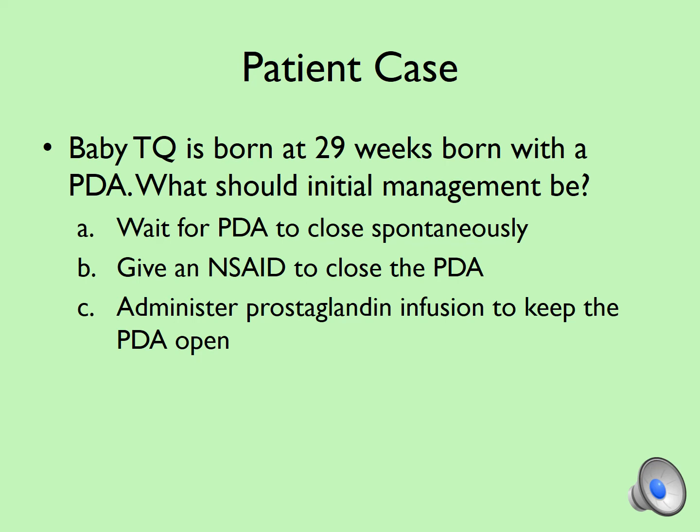The next case is baby TQ, born at 29 weeks with a PDA. What should initial management be? And for this case, we're assuming that nothing else is wrong with the patient, and we can just assume that the patient only has a PDA. So option A, wait for the PDA to close spontaneously. B, give an NSAID to close this PDA. Or C, administer prostaglandin infusion to keep the PDA open.